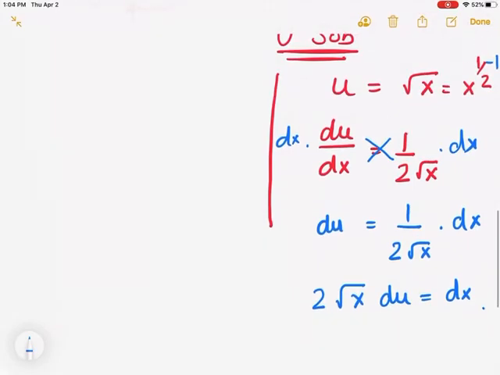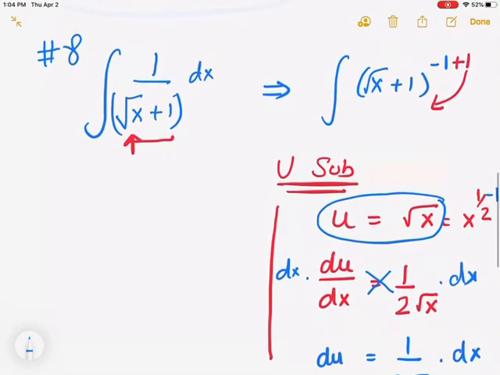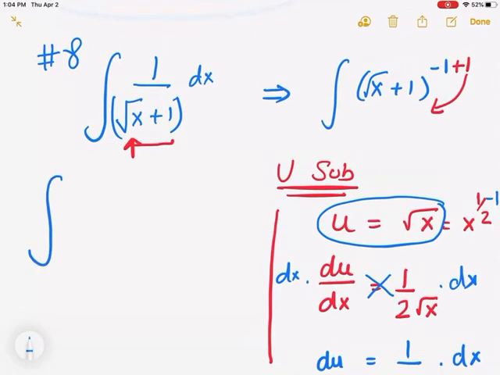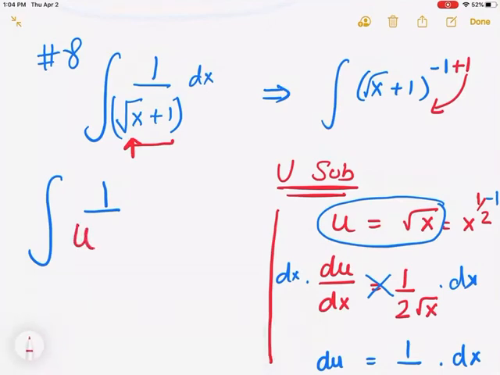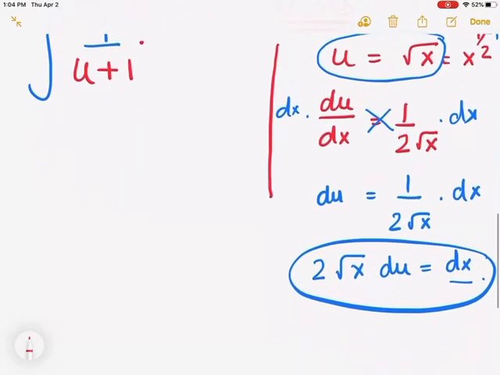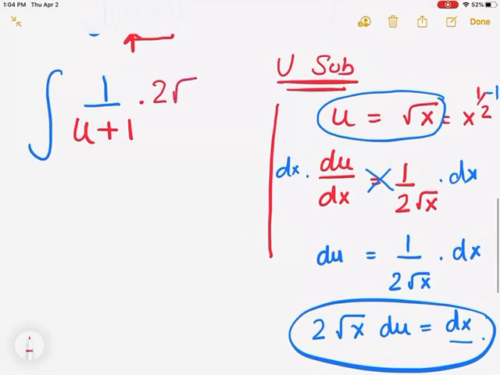And one more thing, I already know u is equal to this equation. So dx is equal to this whole equation. Let's see what we need for this integral. I have 1 over, and as you know, radical x is equal to u, so I would replace that with u. Plus 1 would stay the same. What is dx equal to? Let's look that up. Oh yeah, dx is equal to 2 radical x du.